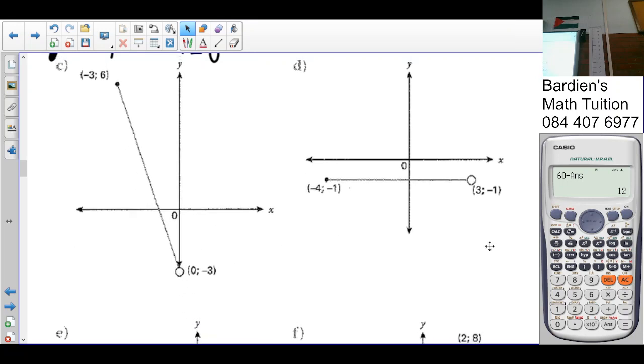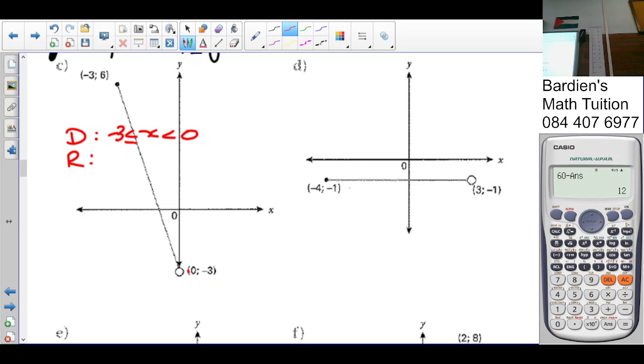Let's look at the domain and the range here. The domain is all possible x values. So what's my x value here? Negative 3, and it goes till 0. Can you see that? So we say x is greater than negative 3 but less than 0. Is it equal at negative 3? Yes. Is it equal at 0? No. You see it's an open circle here. It's not equal there. You see that, people?